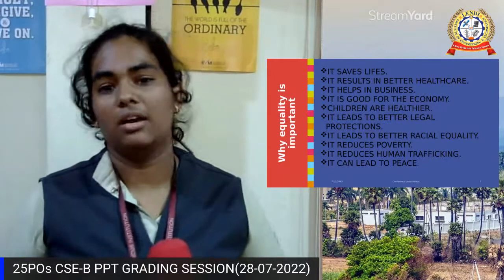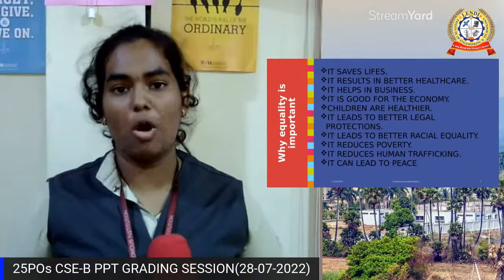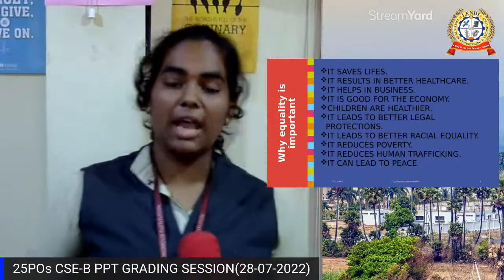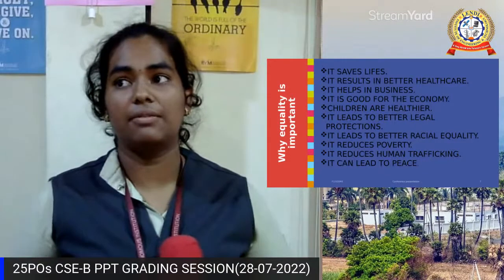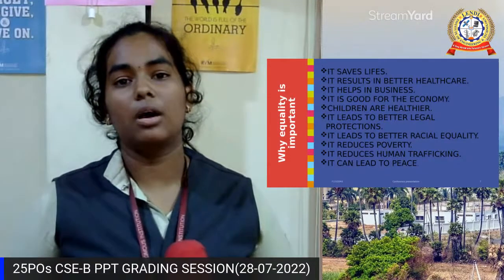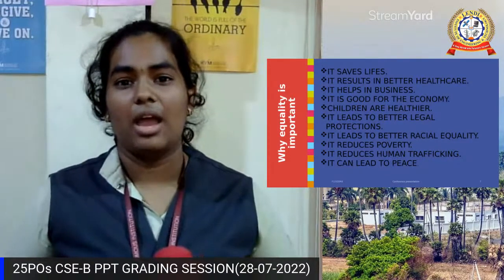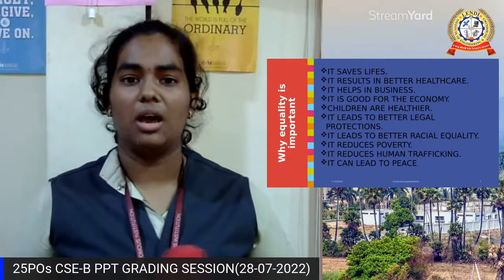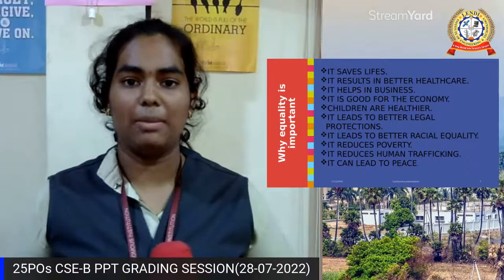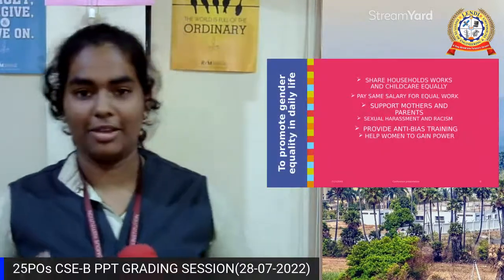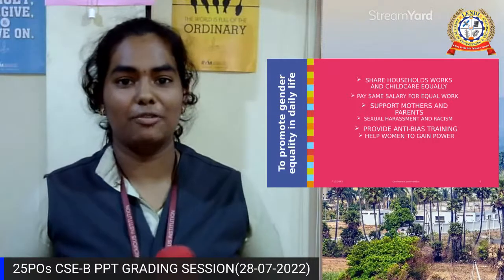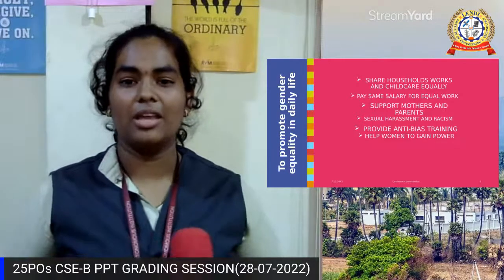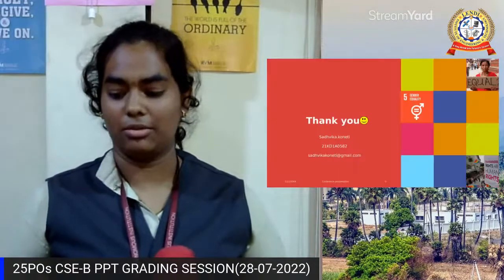This equality is important for us because it will save so many lives and improve healthcare. We'll save girls from trafficking and racism and more. And equality means it treats everyone in an equal manner. On the issues of gender equality, we should share all the housework and childcare and everything. And thank you.